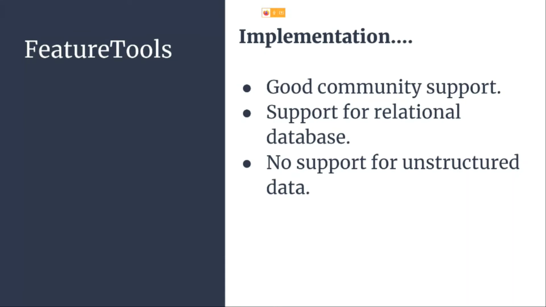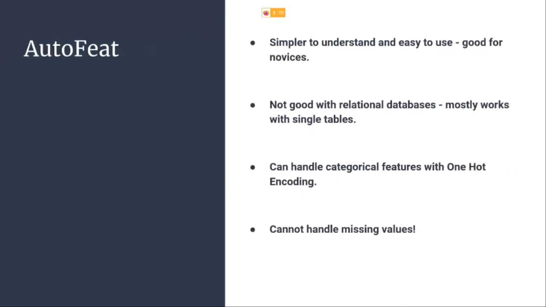The very first tool we will be using is AutoFit, which is very simple to understand. The reason I like it a lot is that it has a very similar interface to scikit-learn, so it is very easy to remember and very easy to use, and it can also handle categorical features. But the problem with it is it cannot handle missing values, so we need to take care of that first, and then use AutoFit.